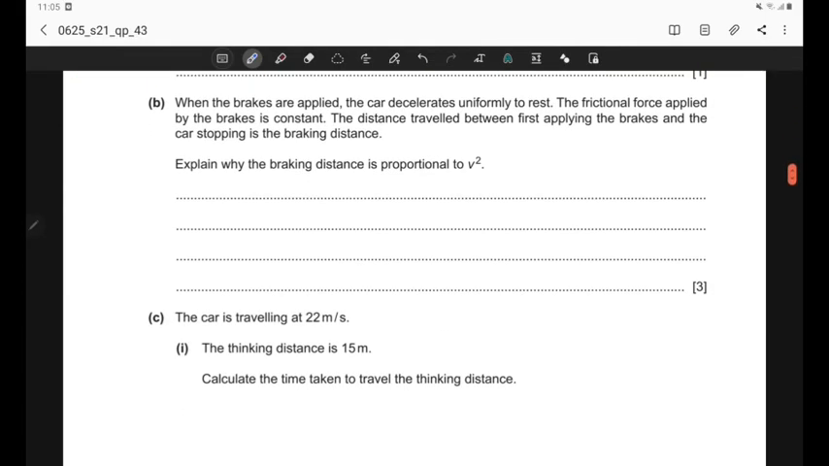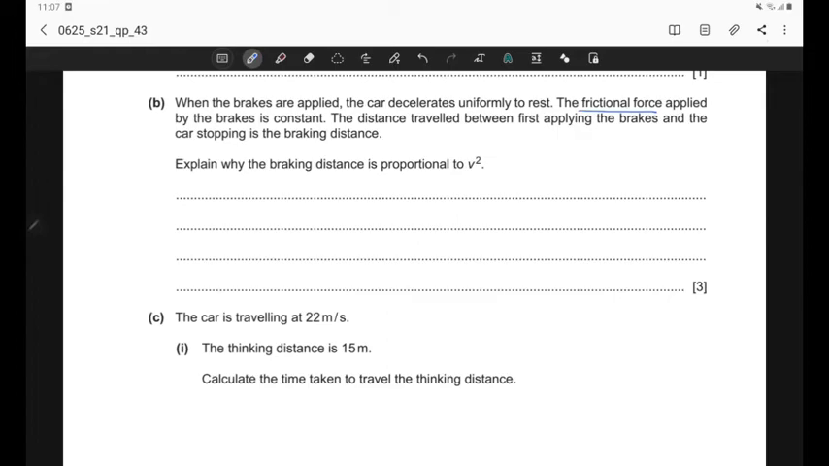Part B. When the brakes are applied, the car decelerates uniformly to rest. The frictional force applied by the brakes is constant. The distance travelled between first applying the brakes and the car stopping is the braking distance. Explain why the braking distance is proportional to v square.